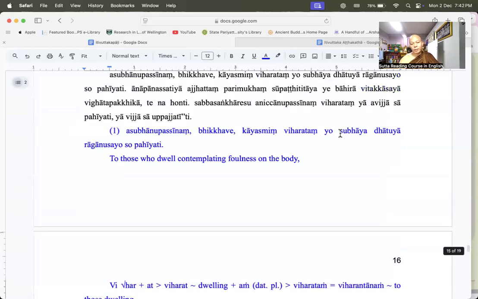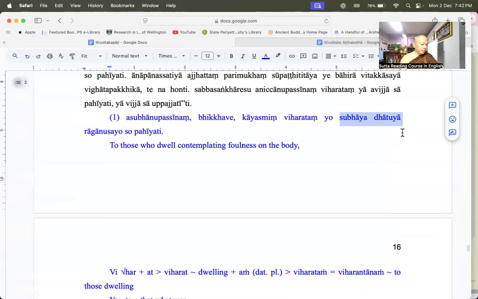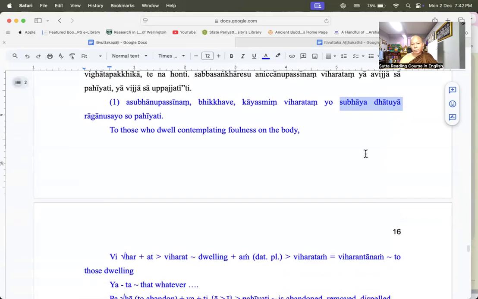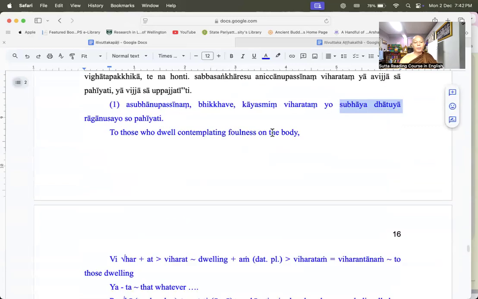Attachment to what? Subhaya dhatuya. Lust for the beautiful element. Subha means beautiful, dhatu means element. So that is for those who dwell contemplating the foulness of the body.